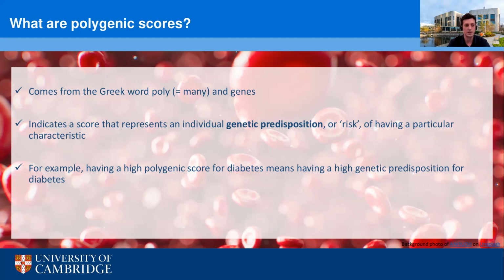It's all about the possibility. It's not certainty. A person with a high polygenic score for diabetes may not end up developing diabetes, for example, if they do physical exercise or eat a healthy diet and so on. So it's all about possibility.